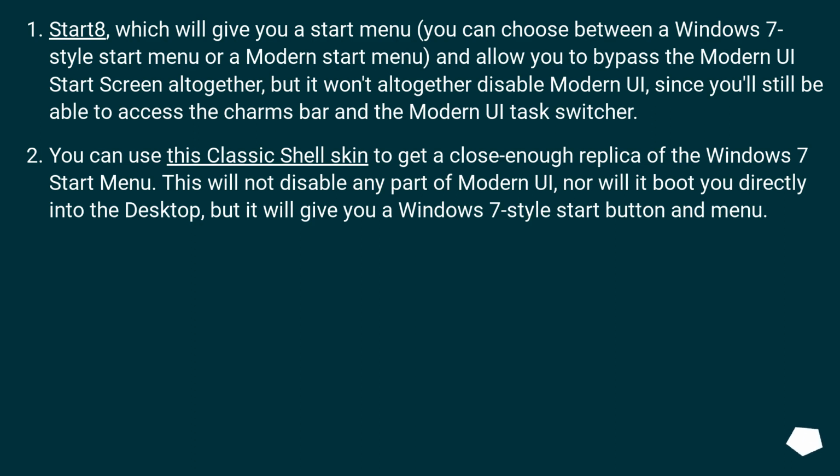You can use this Classic Shell skin to get a close enough replica of the Windows 7 Start menu. This will not disable any part of Modern UI, nor will it boot you directly into the desktop, but it will give you a Windows 7 style Start button and menu.